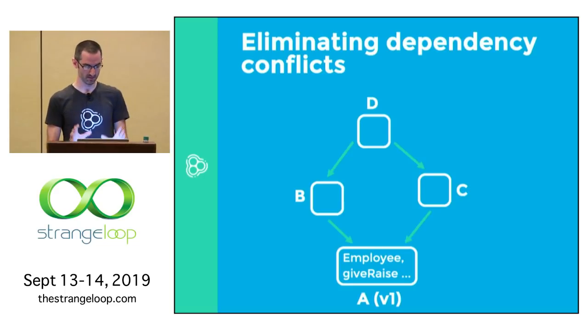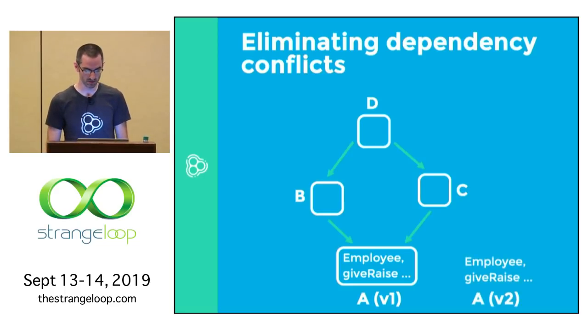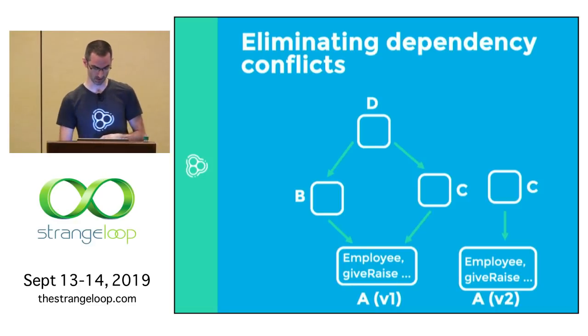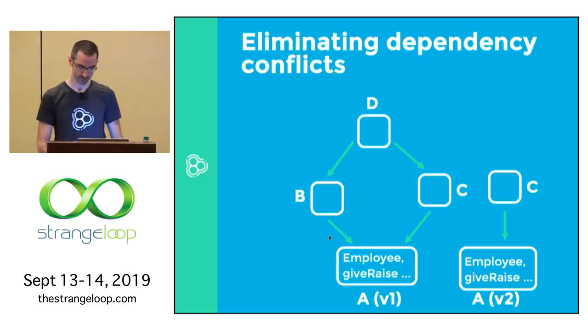So this by itself is not a problem. The diamond dependency problem is when Carol and Bob have different ideas about which version of Alice's library they want to use. Maybe Carol wants to use Alice version 2 because it has some new functionality, and Bob still wants to use version 1.